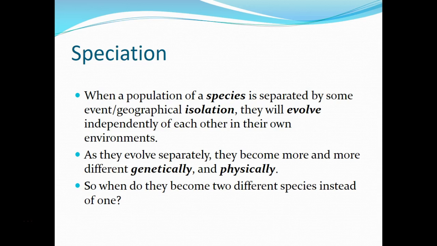So another aspect that you should be aware of when we talk about evolution is something called speciation. Speciation is simply when one species becomes two different species. So how does that happen? Well, often it happens when a particular population gets separated by some kind of event.